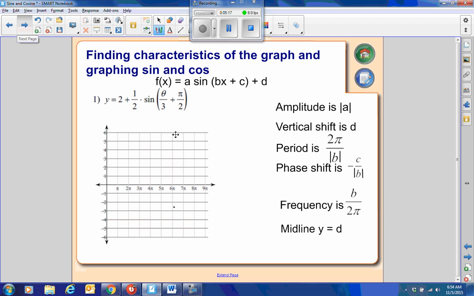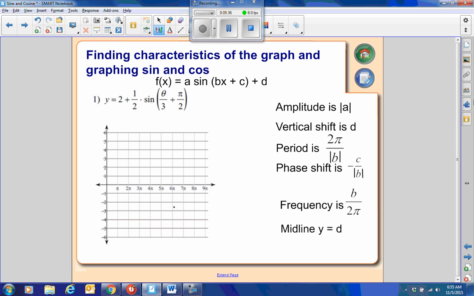Now let's look at an example problem. I always have my sine formula to help me figure out all of these different parts. That's the biggest thing I want you to know how to do: figure out amplitude, vertical shift, period, phase shift, frequency, and midline.